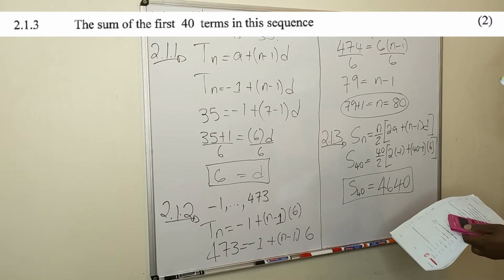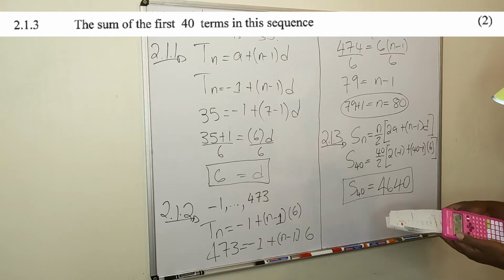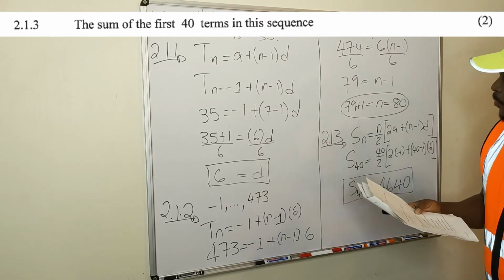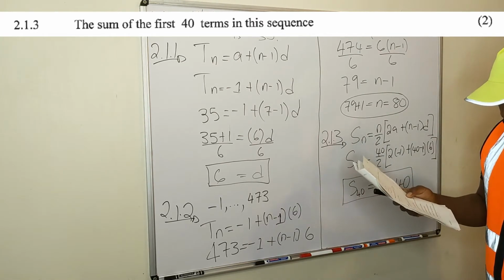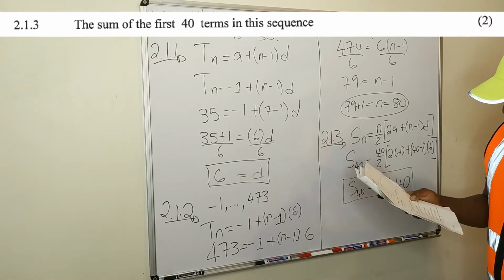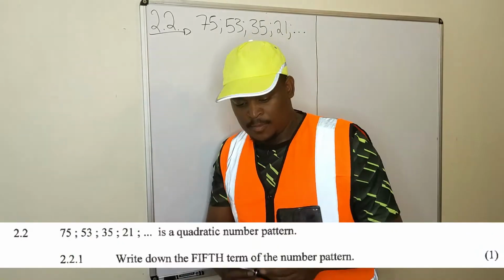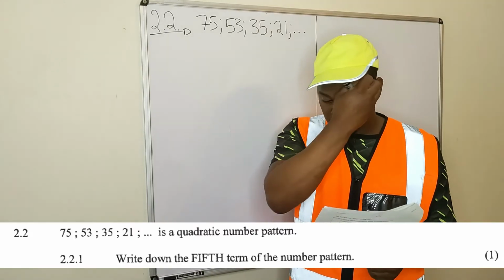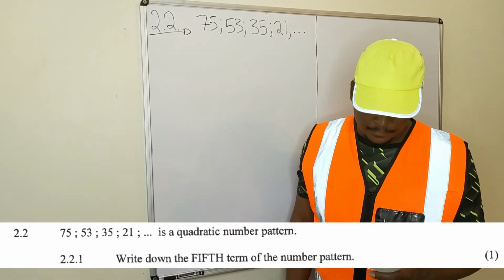So yes, we go to the next question. Now I'll clean the board and then we do 2.2. This was 2.1. Okay. So now we do 2.2.